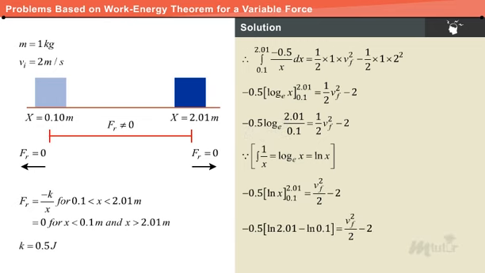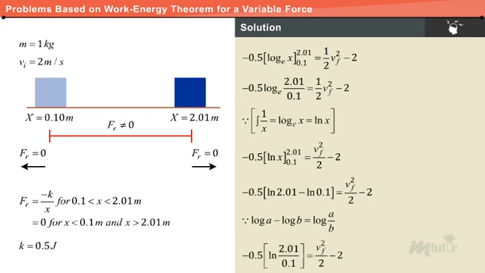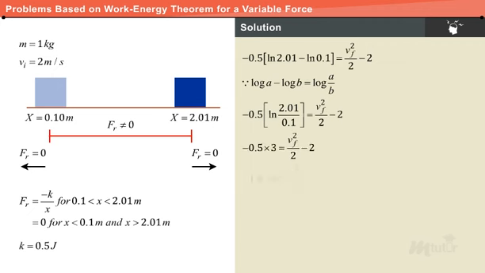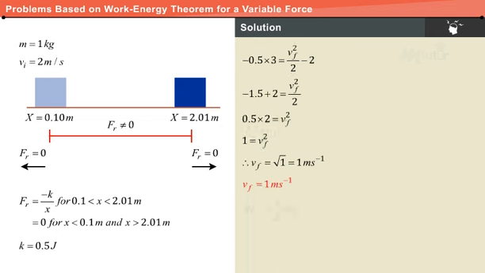After simplification, we use the formula log A minus log B is equal to log A by B. Then on further simplification, we get Vf square is equal to 1. From this, we get the final speed of the block Vf is equal to 1 meter per second. Then the final kinetic energy is calculated using the formula shown. Finally, by substituting the mass m and the final speed of the block Vf, we get the final kinetic energy as 0.5 joules.